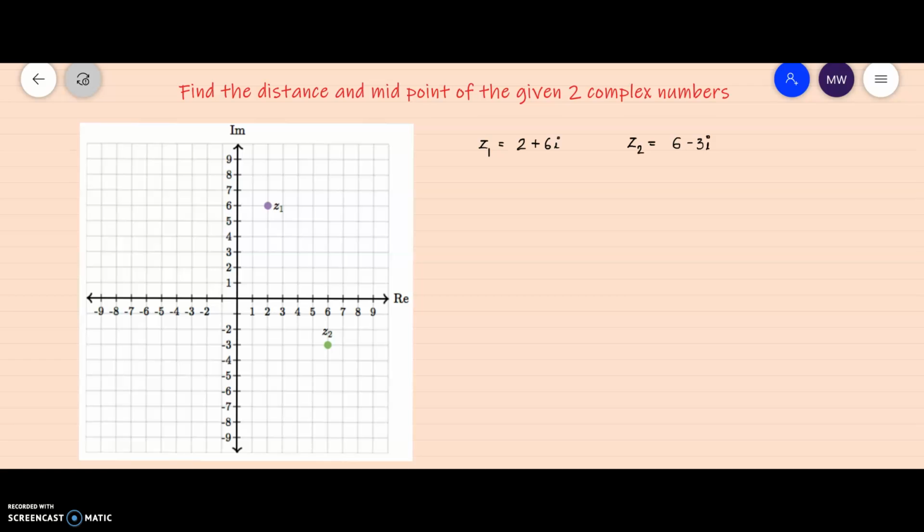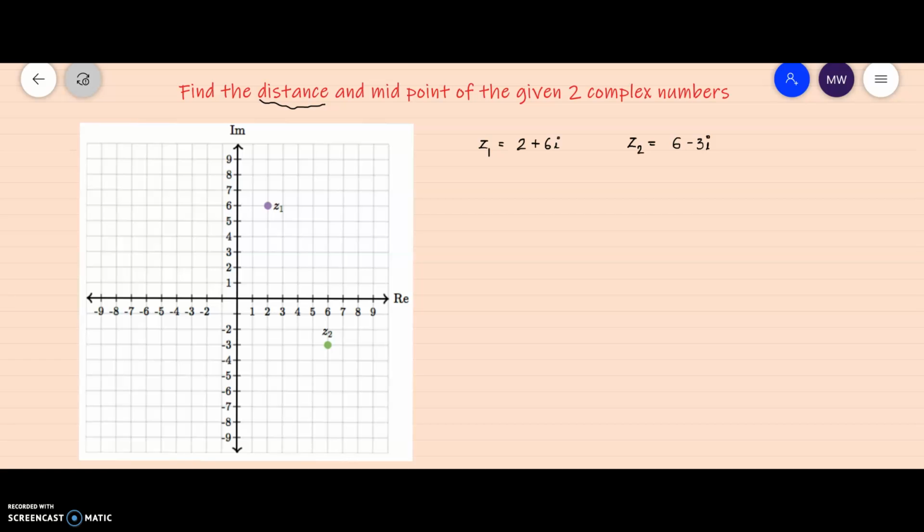So first we will find the distance between z1 and z2. There are two ways to do it. One, if you have a graph, you can just draw a right triangle here and apply the Pythagorean theorem and do it that way. But the second way that I'm going to show you works for all types. Even if they give you a graph or they just give you the z1 and z2 and you don't get to see a graph, you can still apply it in that case. So I'm going to start with that.